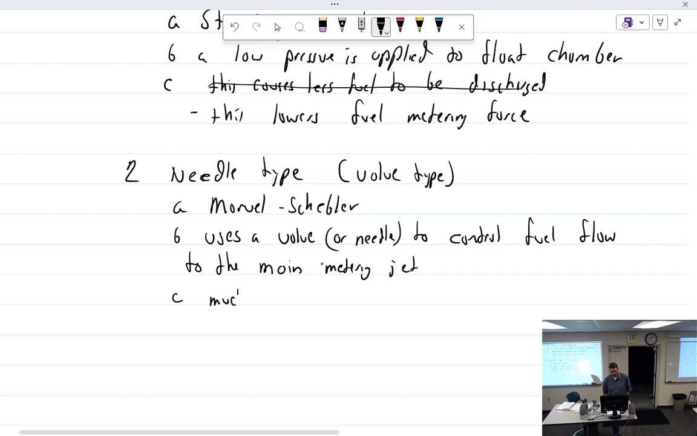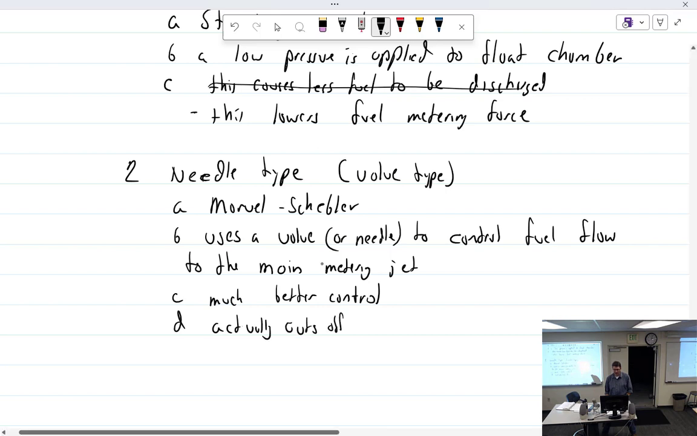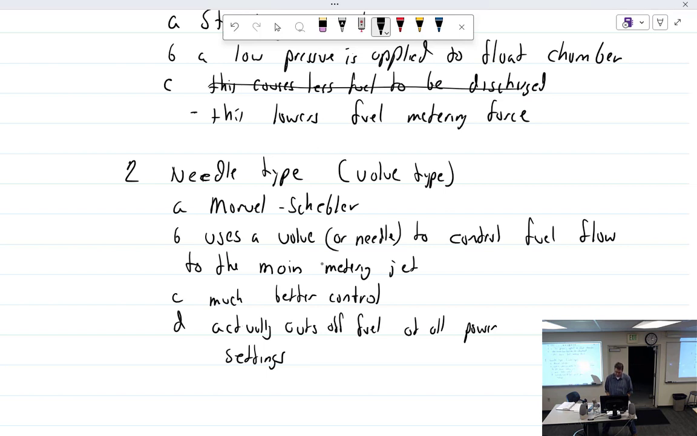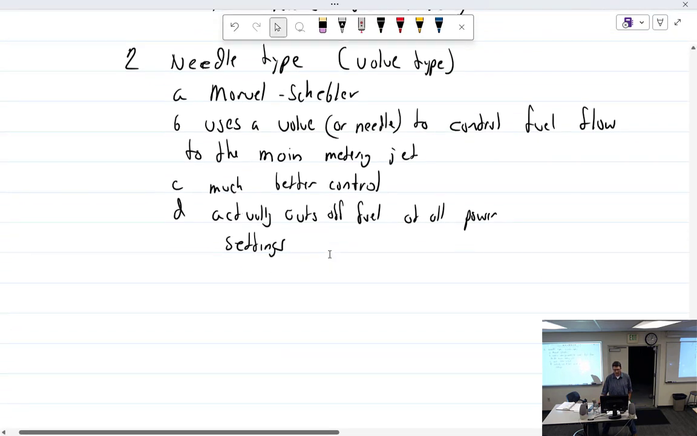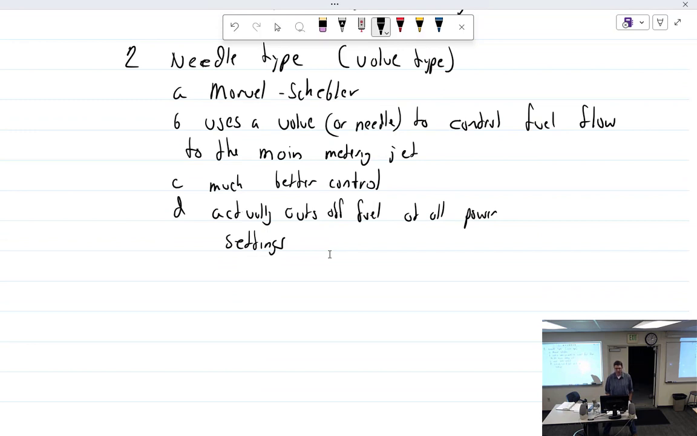I think it has much better control. Probably that's why most carburetors have this system. Actually cuts off fuel. Finer adjustment to it. Yes. At all power settings. I'll circle back around to that.